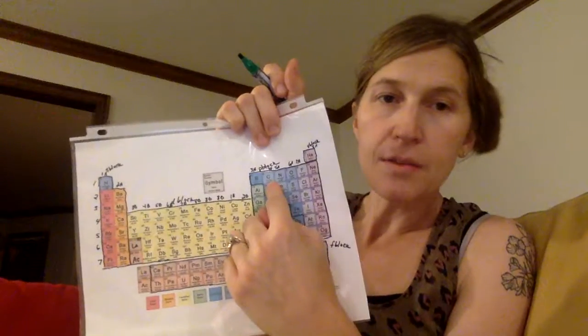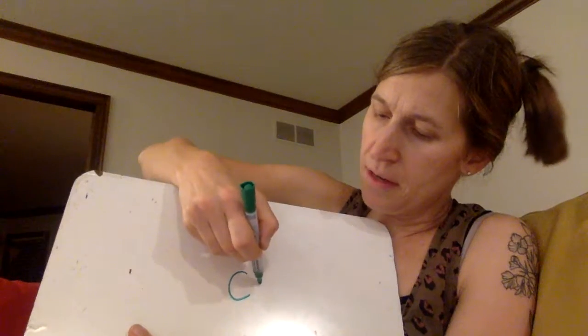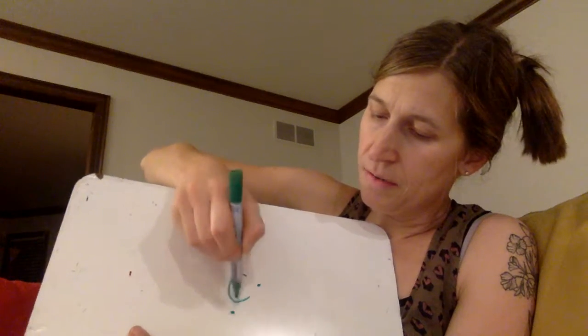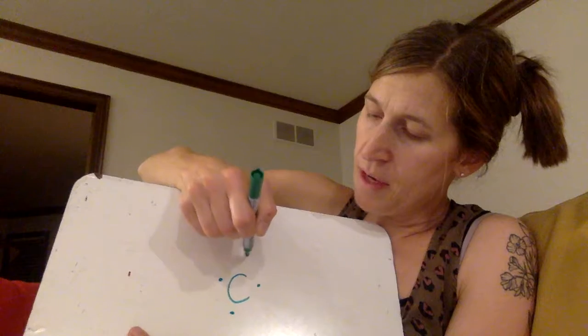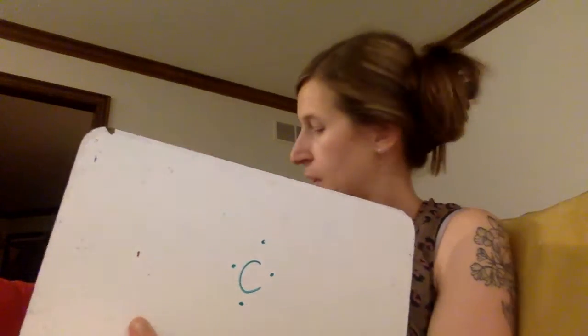Okay, so what do we do when we have more than one valence electron? Let's take a look at something like carbon. Carbon is over here in 4A, so carbon has 4 valence electrons, right? So I'm just going to write down a C for carbon, and my first dot is going to go out here to the right. Then I put one down here for 2, one down here for 3, and one up here for 4. So that's how I demonstrate those 4.